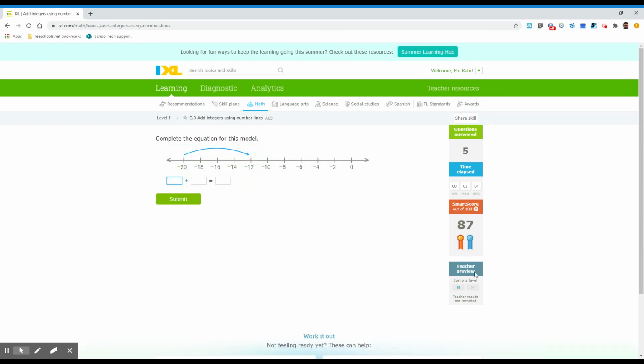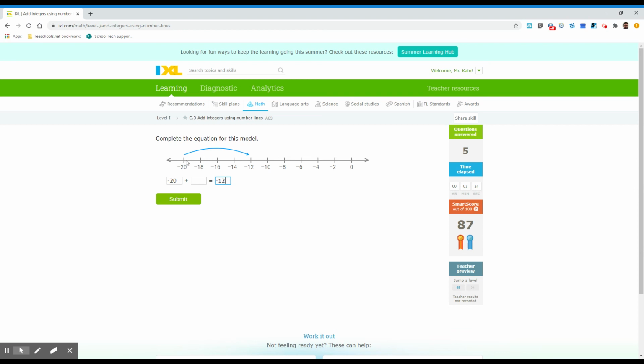All right, since we're at the final level, which means once you hit 90, it doesn't change the difficulty. So let's just keep rolling. So where do we start? We start at -20. -20, so that's what we're going to put in the first box. Where do we end? We end at -12, which is what we're putting in that box.